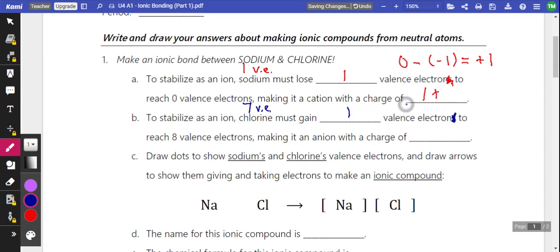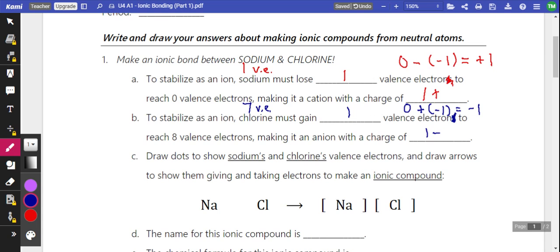So overall, we start with a neutral atom. We add 1 negatively charged electron, and so it should end up with a -1 charge. I'm going to write that with the 1 first and then the minus afterwards. So that would get it to 8 valence electrons. Okay, so these have a common interest. Sodium can give its 1 valence electron to chlorine, and they'll both end up happy.